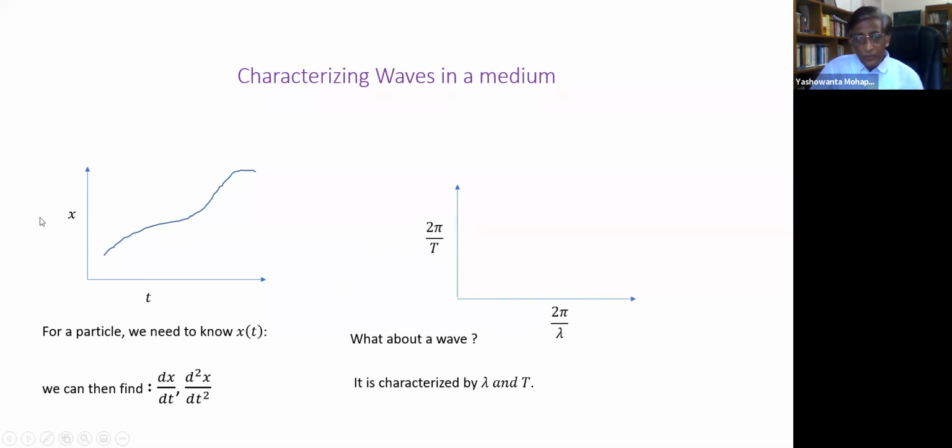So instead of x and t for a particle, for a wave we have 2 pi by T and 2 pi by lambda. This is nothing but omega, and this is nothing but k. So the omega-k relationship tells you everything that we want to know about the wave in that particular medium. For example, this is one particular omega versus k, let's say.